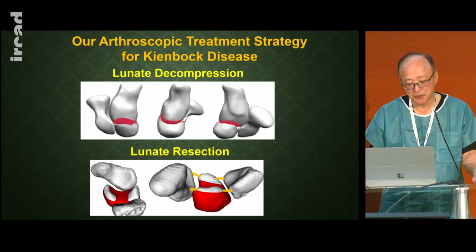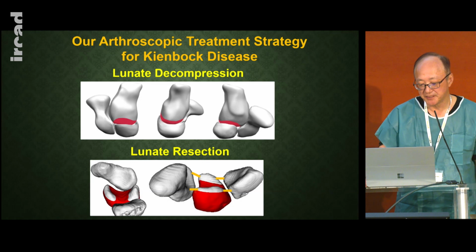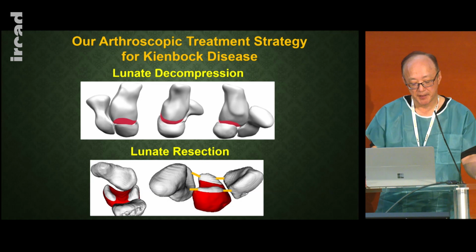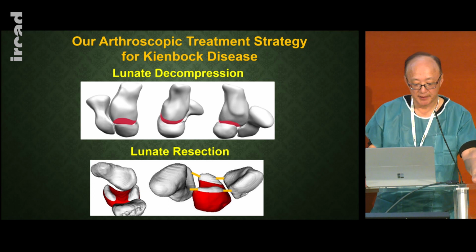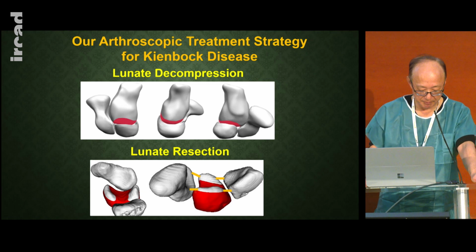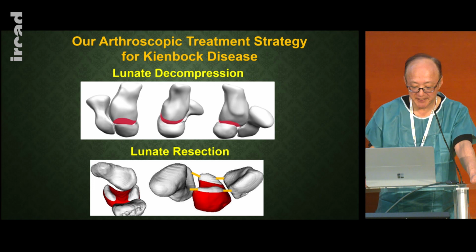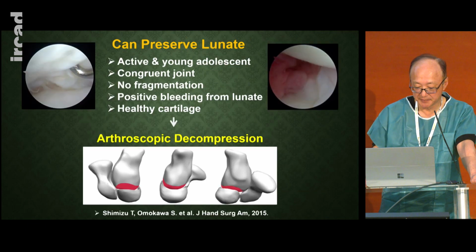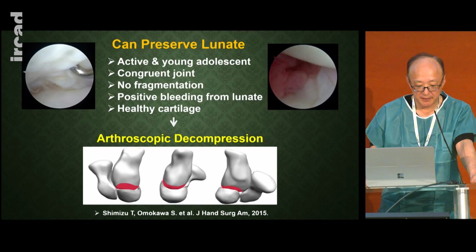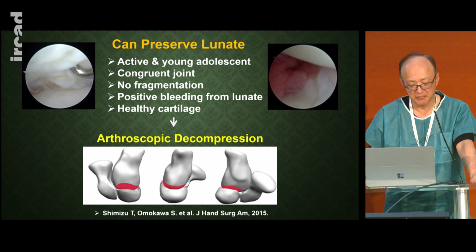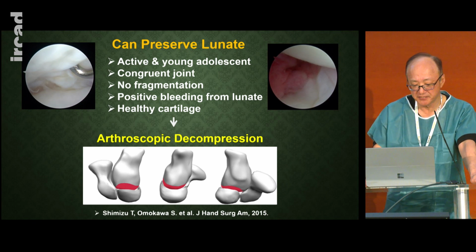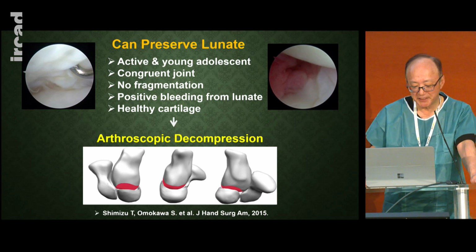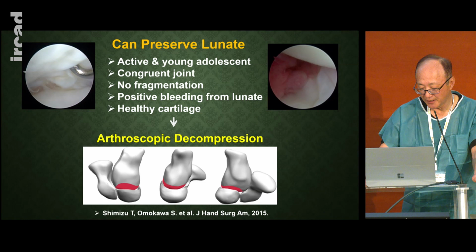Our arthroscopic treatment strategy for Kienböck disease is lunate decompression by arthroscopic resection of the proximal capitate, and lunate resection alone is conducted for advanced Kienböck disease. This is a candidate for preservation of the lunate: active and young adolescent, congruent joint, no fragmentation, positive bleeding from the lunate, healthy cartilage. We can do arthroscopic decompression like this schematic diagram.